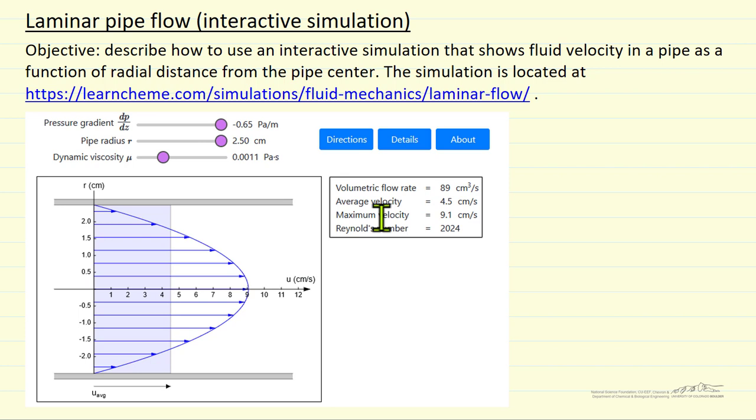The simulation allows you to change the viscosity of the fluid, the radius of the pipe, and the pressure gradient. And then it calculates the volumetric flow rate, this average velocity, maximum velocity, and the Reynolds number. Since this is laminar flow, the Reynolds number is restricted at lower values where we have laminar flow. So let's look at the simulation to see how this changes as we change these parameters.